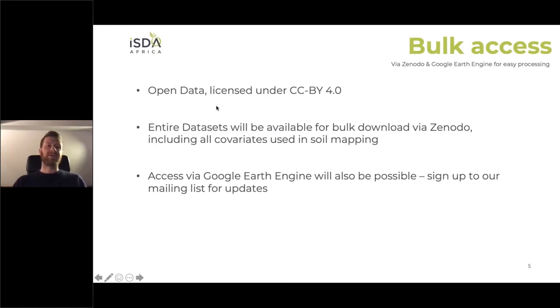So I should also mention that this data is completely open access under a CC BY 4.0 license, so you're free to do with it what you like, and we would encourage you to let us know how you're using it and also get your feedback. You can also download entire data sets via Zenodo in bulk. So each map is a GeoTIFF file. It's between 5 to 10 gigabytes in size. And we also will include all of the covariates that we used for the predictive soil mapping.